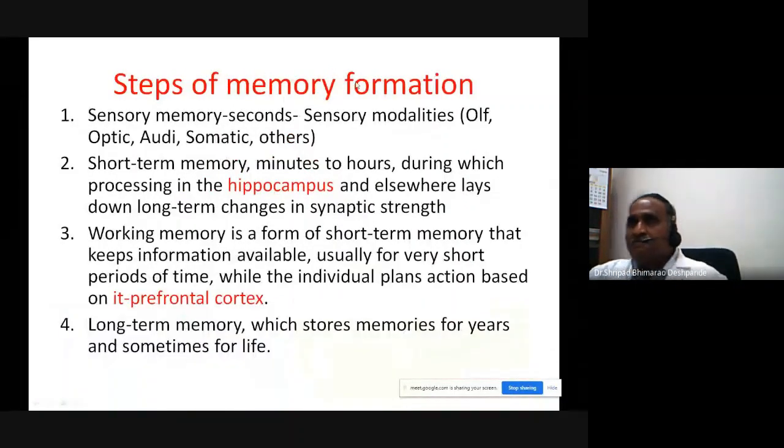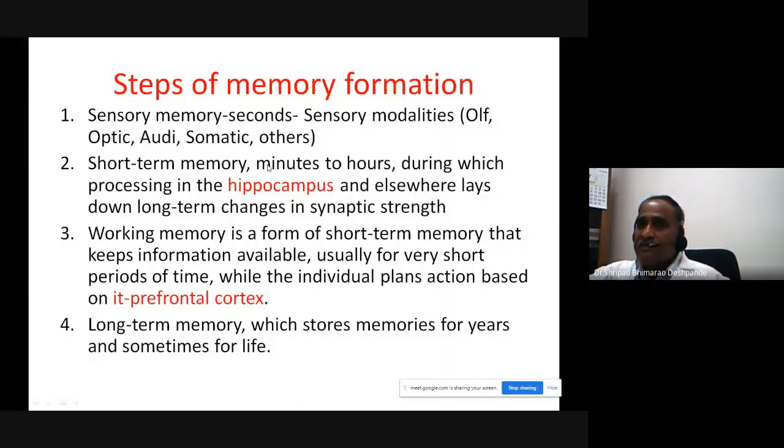Now, the steps of memory formation I just mentioned. The sensory memory is the sensory components coming from olfactory, optic, auditory, somatic, and other sensory modalities. All these things are the memories. Suppose I ask you what scene you have watched, you may just tell briefly, I saw a hillock, or I saw a hill, or whatever is in your surroundings. But that will not be stored forever. It remains there only momentarily.